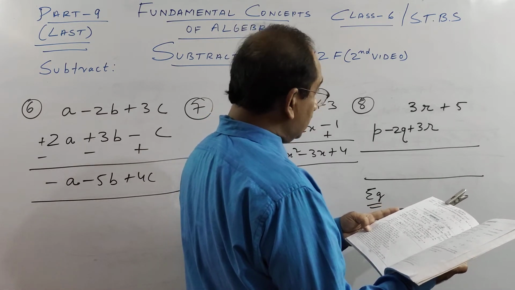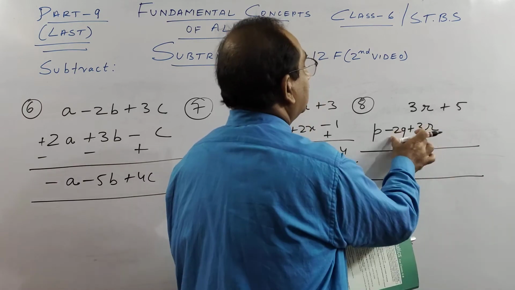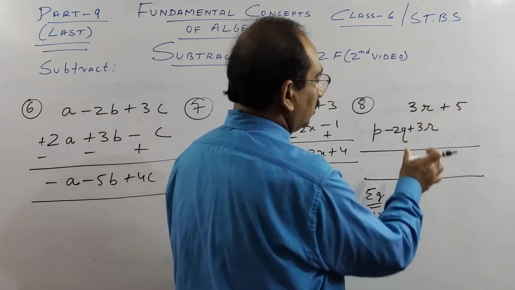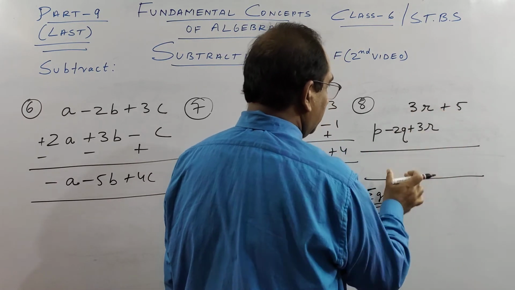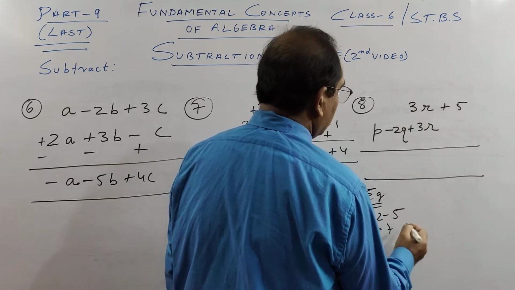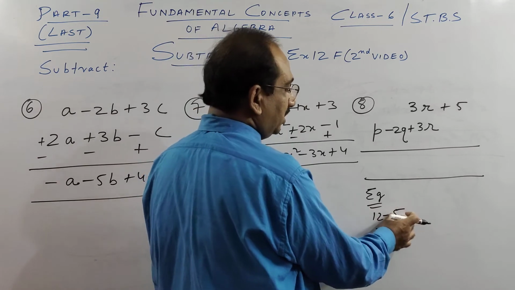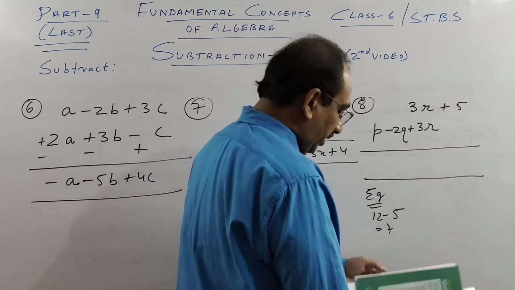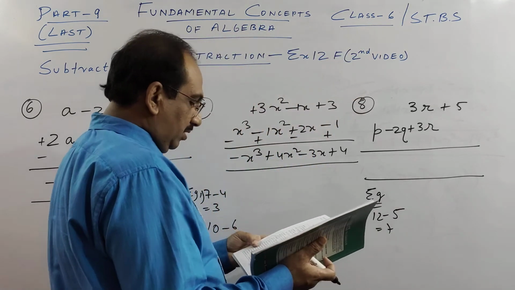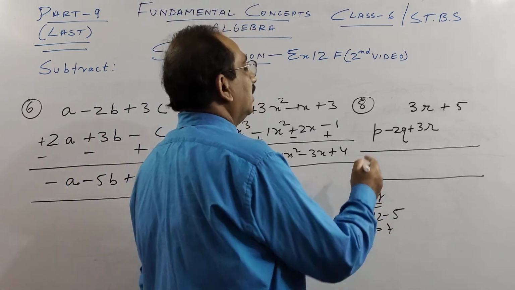How much is this? How much is this less than this? So how much is this less than this means this minus this. How much is 5 less than 12? So we get 7. Okay, so let us subtract.